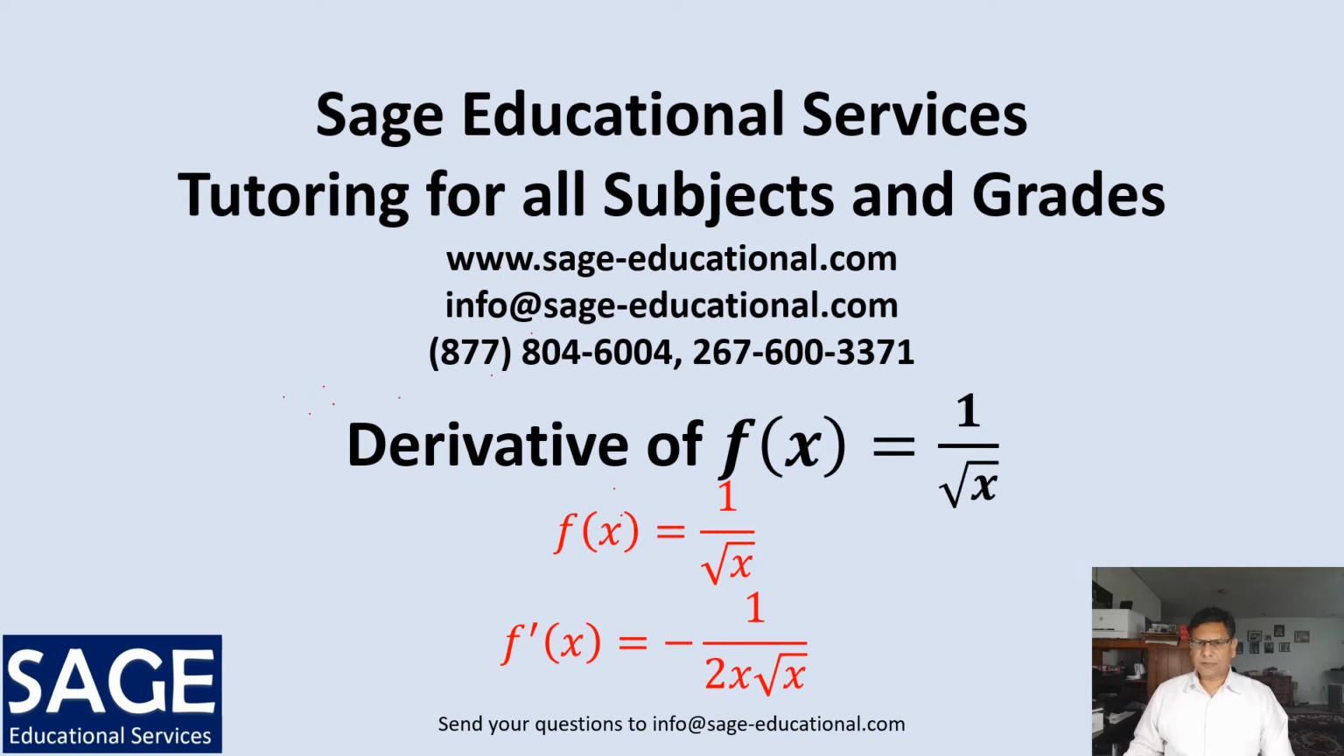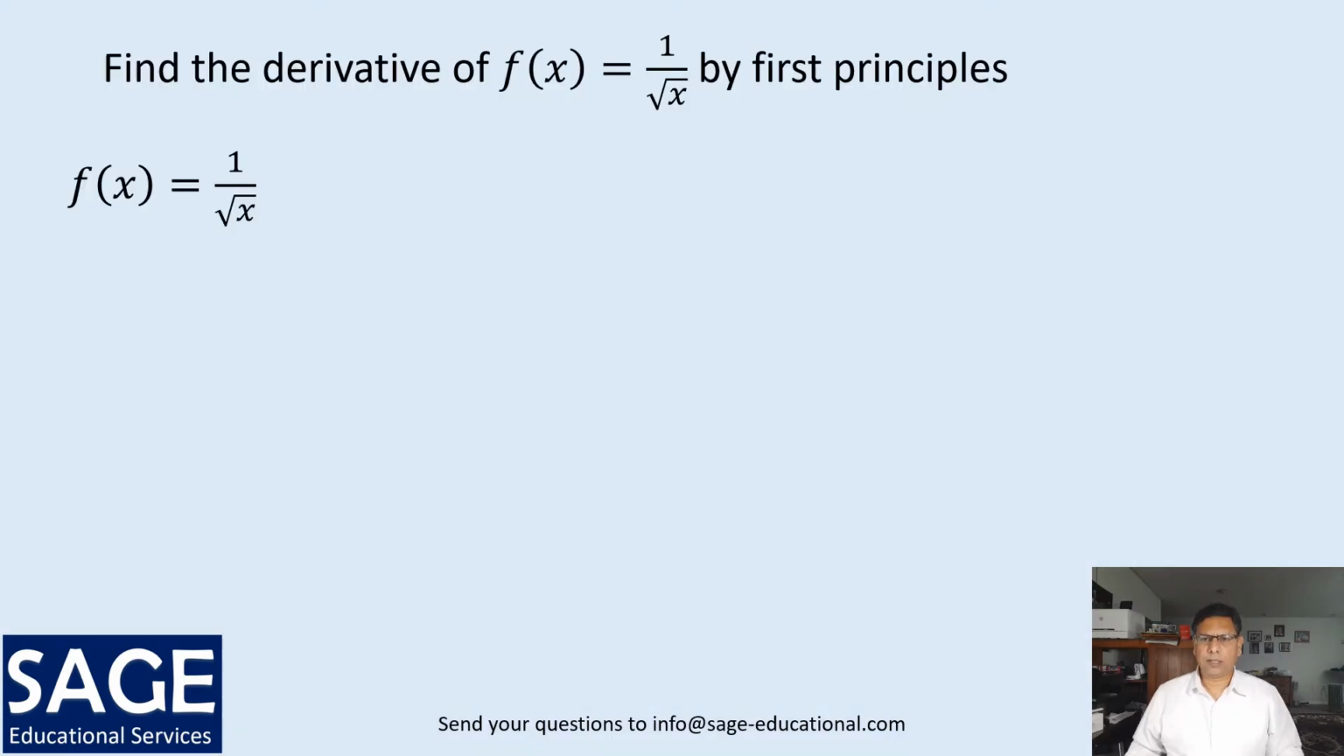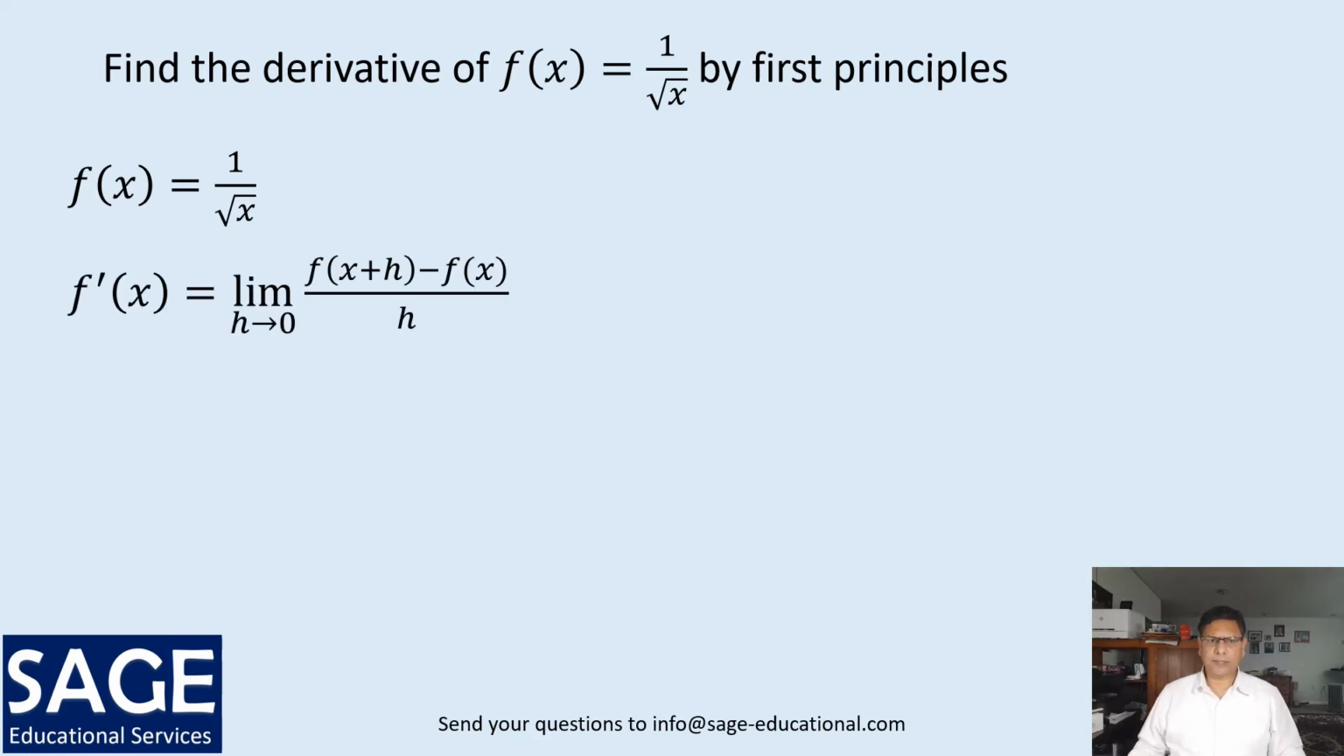Hello, this is a video about how to find the derivative of f of x is equal to 1 over square root of x, and we will derive this derivative using the definition of the derivative. So let's dig in.